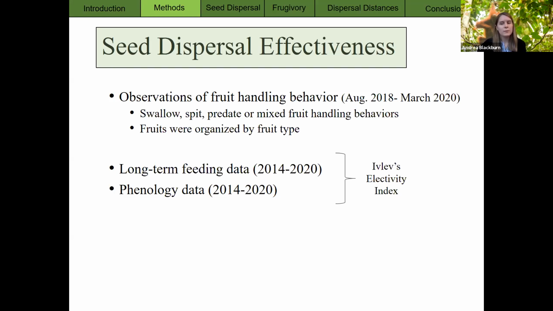So in all, we had fruit handling behavior data, feeding data, and phenology data for 39 genera of fruit. We were then able to create a mutualism-antagonism landscape, plotting fruit handling behavior, this is the proportion of fruits dispersed versus predated, against Ivlev's selectivity index. And we use this landscape to identify which seeds orangutans are most effectively dispersing. The most effectively dispersed seeds and fruits are the ones that orangutans are consuming more often relative to abundance, and the seeds are being dispersed rather than predated.